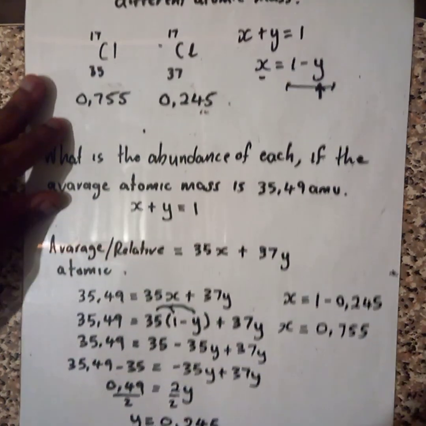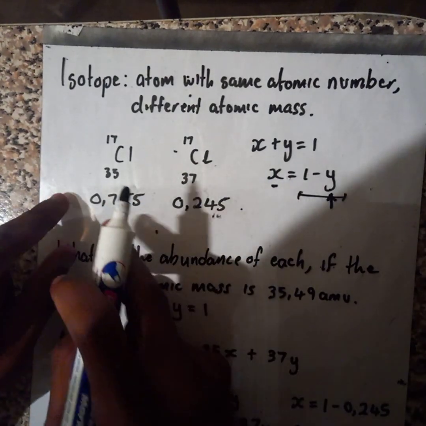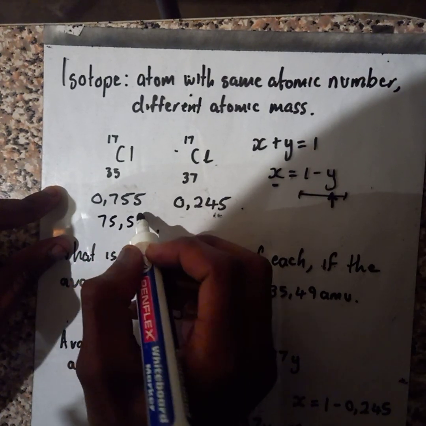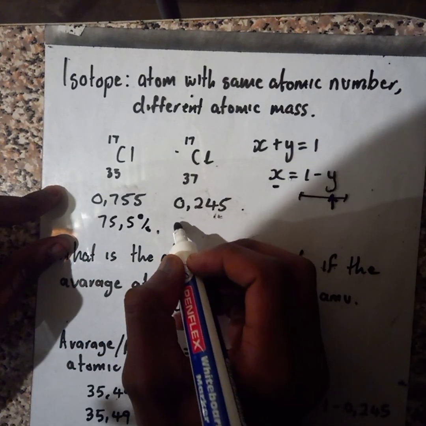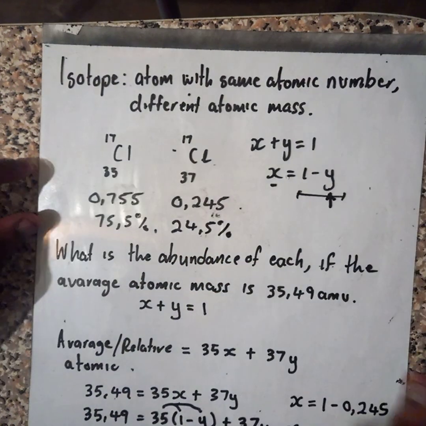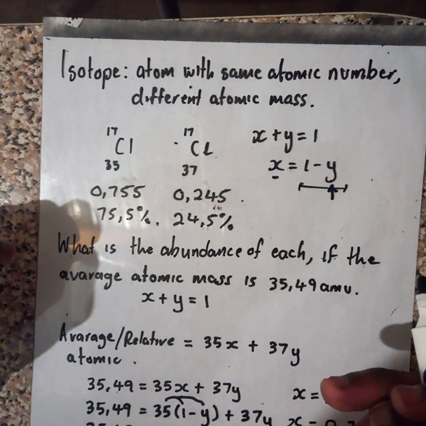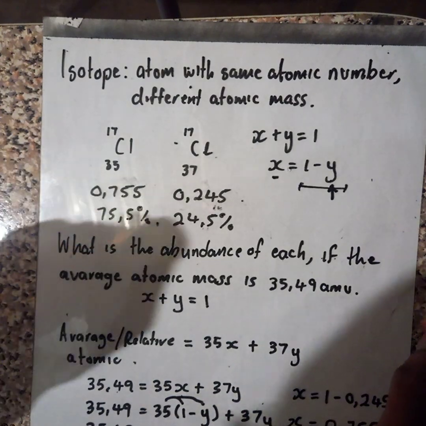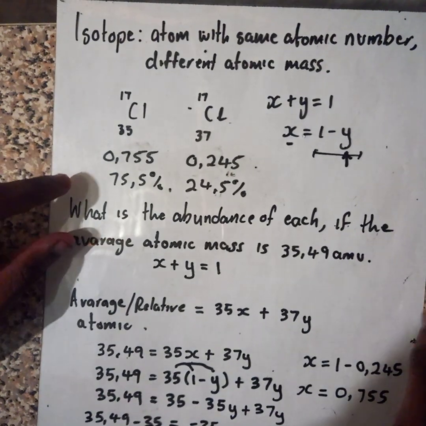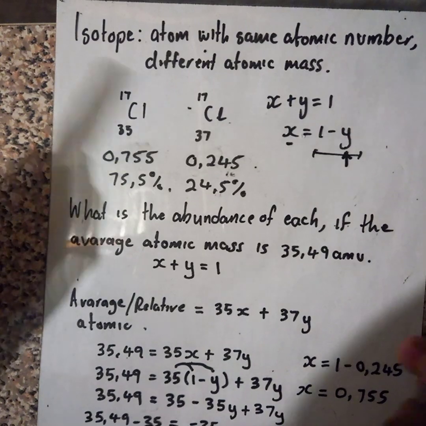Then let us multiply each by 100. If I multiply this by 100, I get 75.5%, and this one I get 24.5%. This was just the reverse question of the previous one. You must make sure that you understand this one, because it looks much trickier compared to the first one.